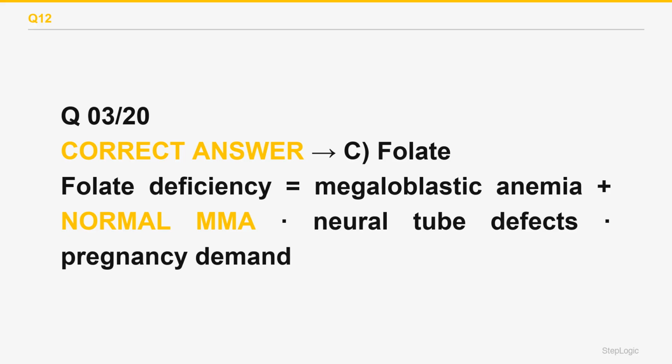The lab discriminator is methylmalonic acid, normal in folate deficiency, elevated in B12 deficiency, while homocysteine is elevated in both. Folate deficiency develops relatively quickly, in months, because body stores are small, and is precipitated by pregnancy, poor diet, alcoholism, and drugs like methotrexate, trimethoprim, and certain antiepileptics such as phenytoin that impair folate. The neural tube defect with normal MMA is the folate signature.